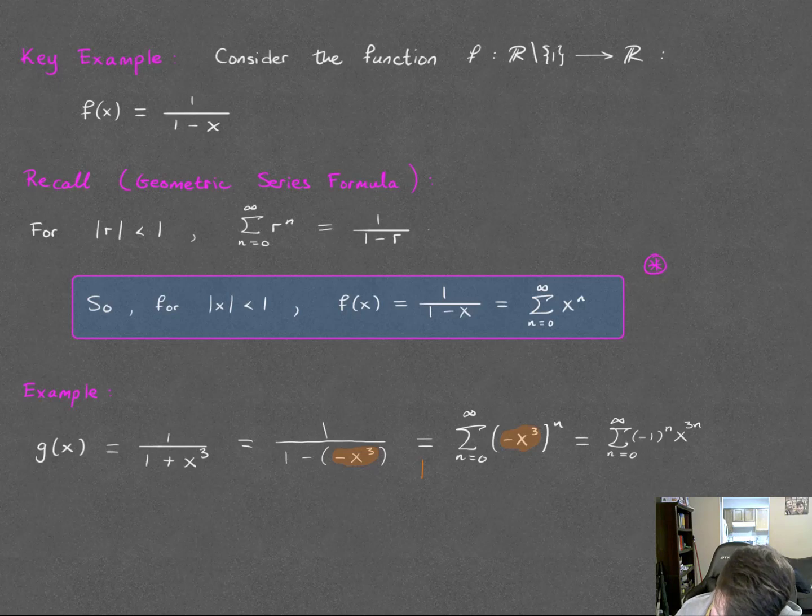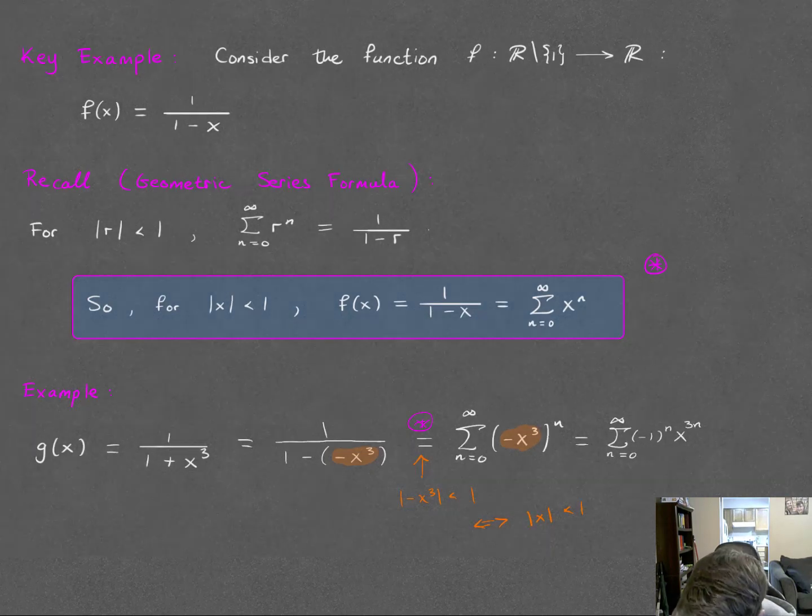Now where is this valid? To use this step here, I need to have that whatever I'm using this formula on has absolute value less than 1. So here I need minus x cubed to have absolute value less than 1. But that is the same algebraically, if you can prove it, as the absolute value of x being less than 1. Okay, so I have this power series representation for g of x, and I know where it's valid.